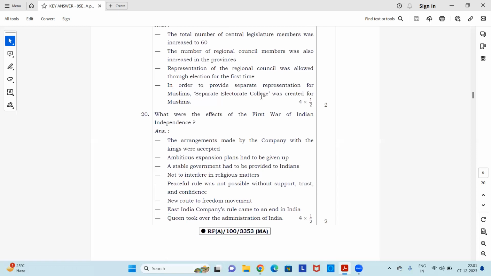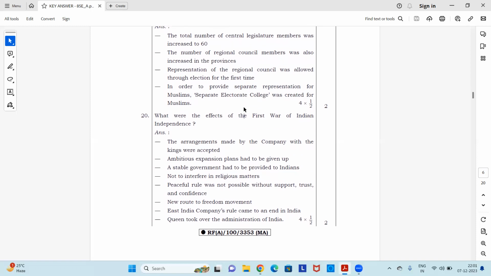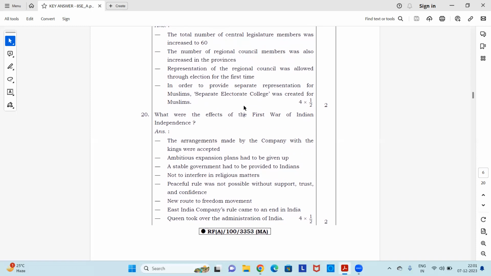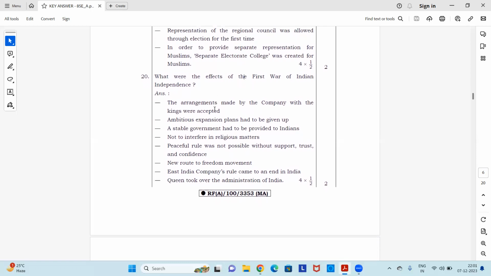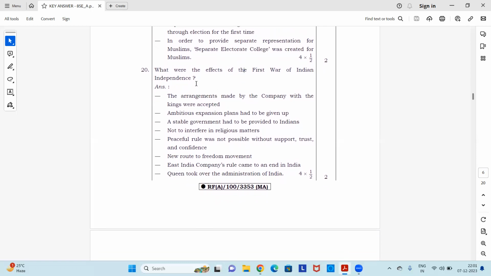In order to provide separate representation for Muslims, separate electorate college was created for Muslims. Okay. Again, here you write 4 points, you get half mark for each point and you will score 2 marks. Moving to next question. Again, you don't have any internal choice here, so you will have to attempt this. And the question is, what were the effects of the first war of Indian independence?